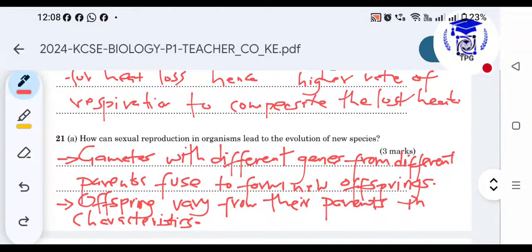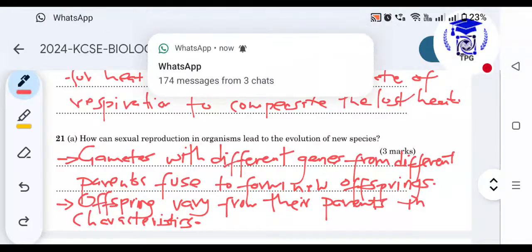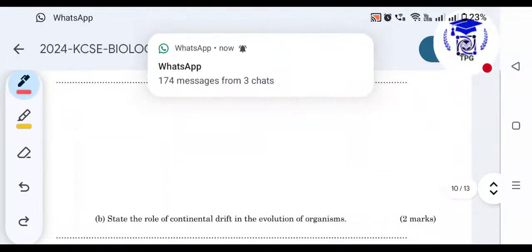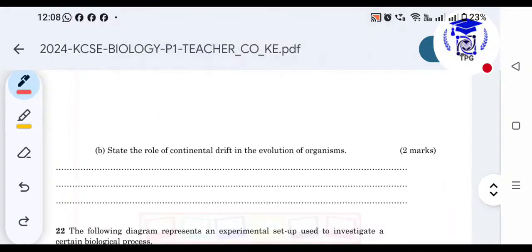Part B. This is evolution. State the role of the continental drift in the evolution of organisms. So this is a proof that evolution took place. And the role of continental drift in evolution is that it led to separation of organisms.